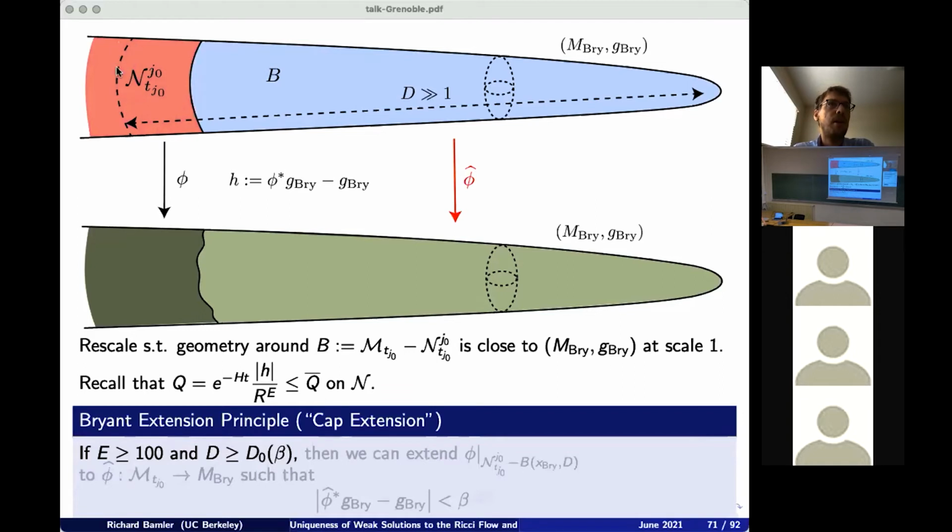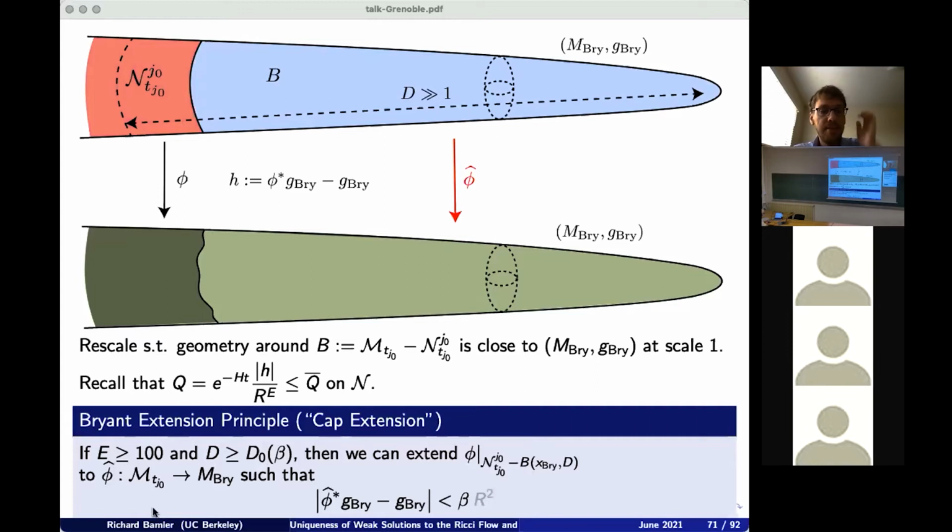And then I'm going to mark this disk here, okay? So this is just some 3-disk. So this should be a 2-sphere boundary here. And then what I'm going to do is restrict phi to the comparison domain minus a ball of radius d around the center here. So I'm essentially just removing this part from the domain of phi.